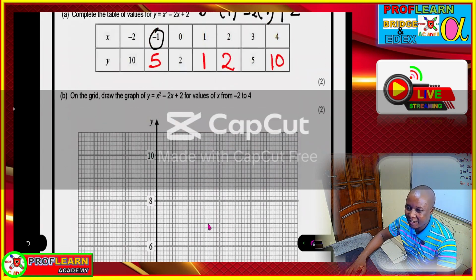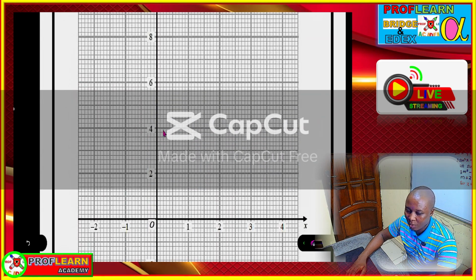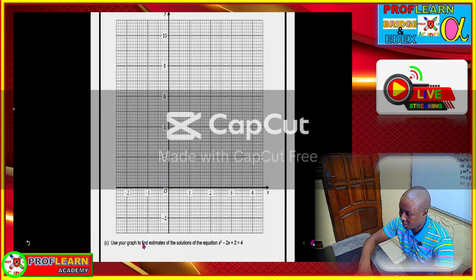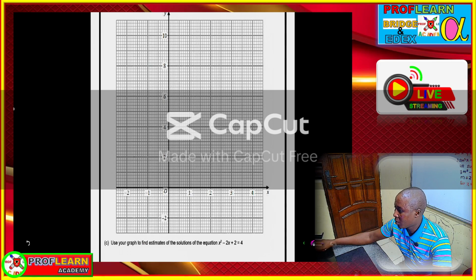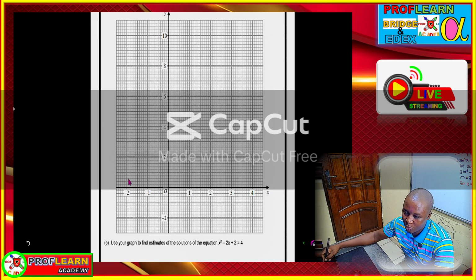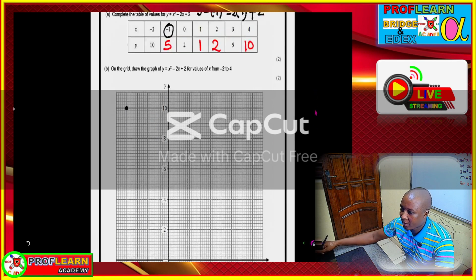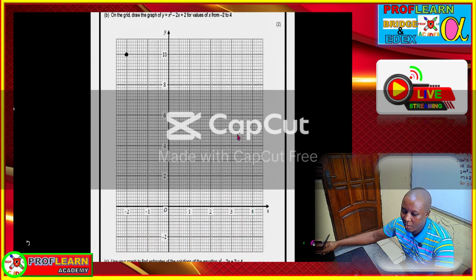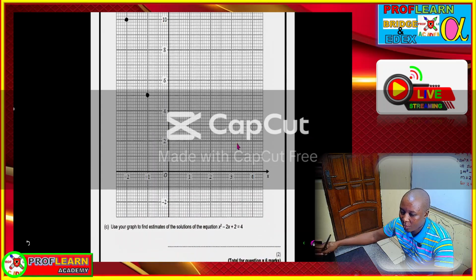Okay, so let's plot the points. So it's -2, 10. So we shall go to -2. Let me just reduce this so that we can see everything. So the first point we're going to plot is -2. We move up to 10. We plot this point here. The next point is -1. I move up to 5. 5 is somewhere here. Then we have 0. We move up to 2 at this given point.